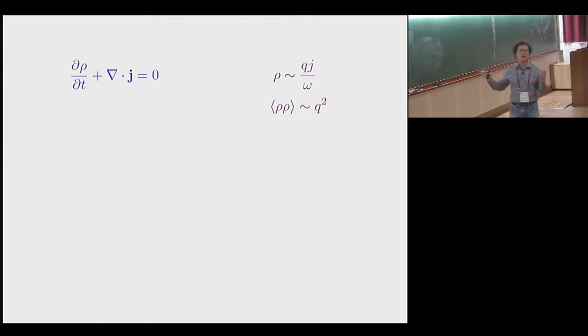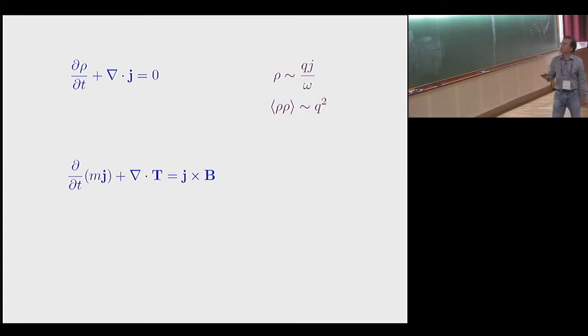So that's a very well-known fact that the two-point correlation function of density, due to conservation of charge, is proportional to q squared. But in the quantum Hall effect, this is not the whole story, because we have a second conservation law, which is the conservation of momentum.